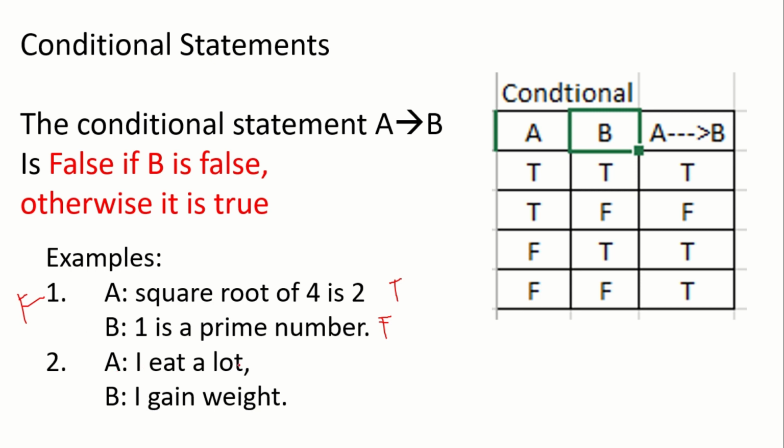Letter number 2: I eat a lot. If this is true, then I gain weight. So the overall statement is true. For number 2, it depends upon the actual condition of the person reading these statements. But if I eat a lot, true, then of course we usually gain weight. If you don't eat a lot, we usually don't gain weight. So both of these statements are true.